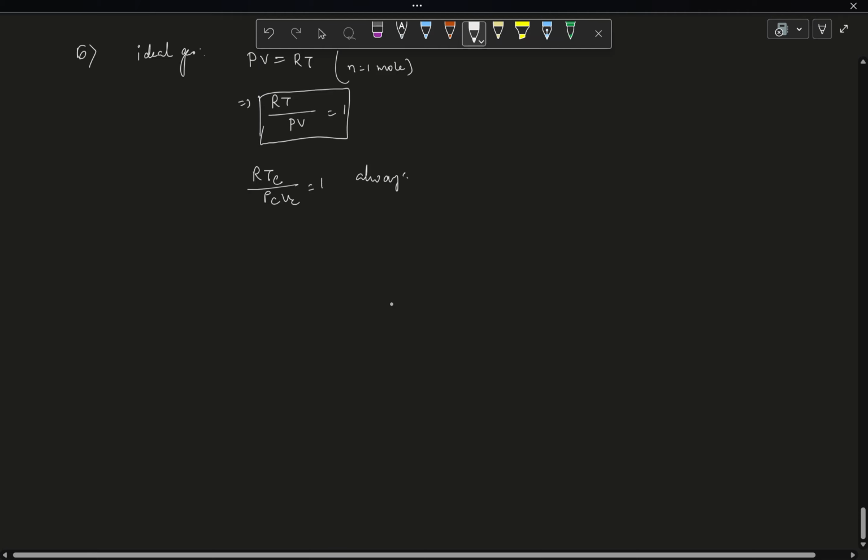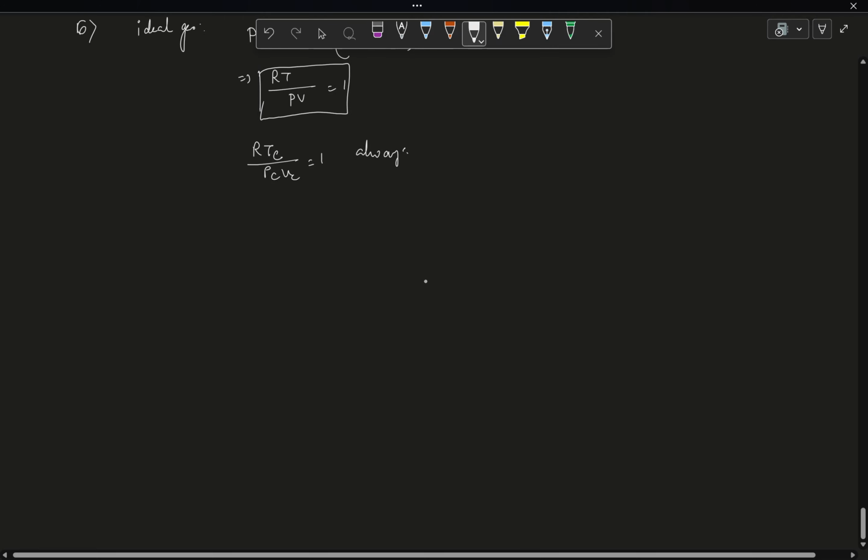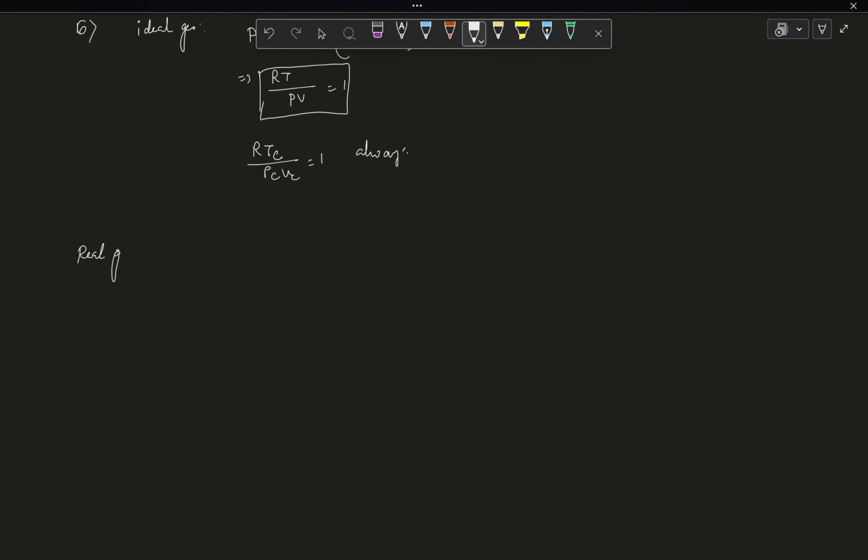Now sometimes you may have a similar question, where you need to calculate RTc by PcVc for real gases. So in that context I'll also show you that solution so that it will come in use later. So for a real gas or non-ideal gas, what is RTc by PcVc? I think this is called eta c, the critical coefficient, which is not equal to 1. Now the critical point parameters are Pc, Vc and Tc.